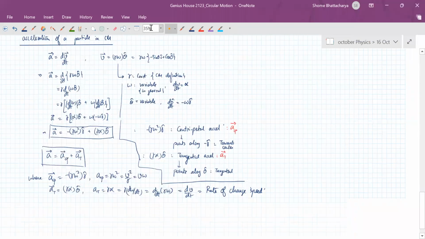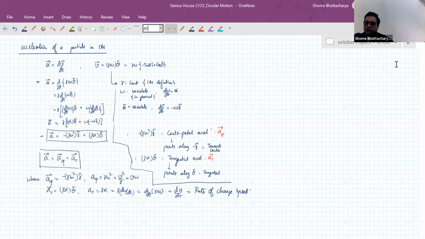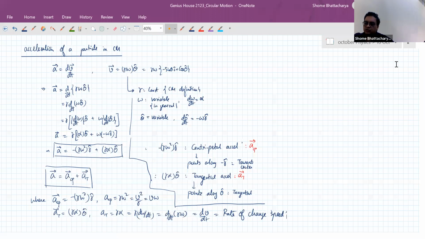Sir, centripetal acceleration is responsible for the change in direction of the velocity, which is continuously changing direction. We'll understand that in a moment in more detail. Whereas the role played by the tangential acceleration has nothing to do with the direction of the velocity. It is just the magnitude of the velocity, or the speed, that is changing because of the tangential acceleration.